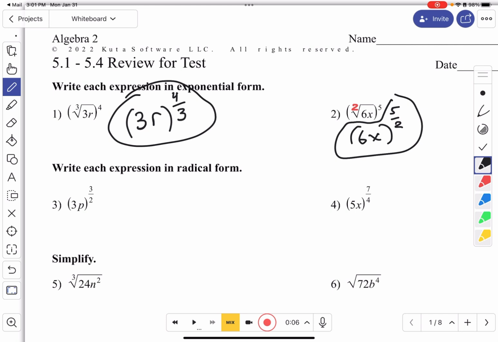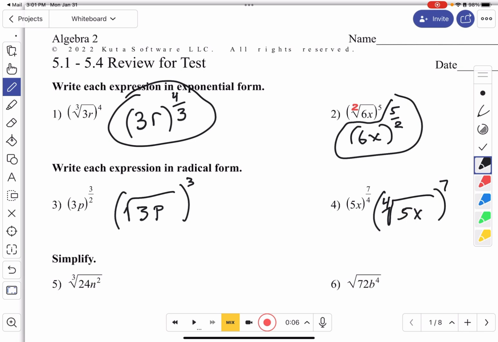And number 3, you're going the other direction now. Notice the 3p is inside parentheses. Since the 3p is inside parentheses, that means it's going to go underneath the radical. The index is a 2, so I don't need to put anything there. And we take that to the 3rd power. And you are done. Next one, again, the 5 and the x are inside of parentheses, so they both go under. Our index is 4, and it's raised to the 7th power. There's the solution for that.